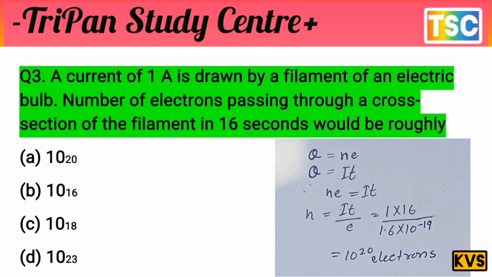A current of 1 ampere is drawn by the filament of an electric bulb. The number of electrons passing is 10 to the power 20. That's important here. Let's see the next question.